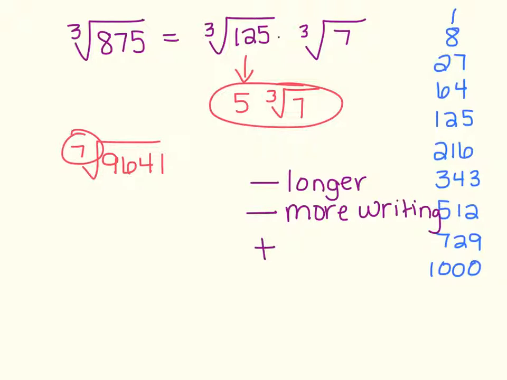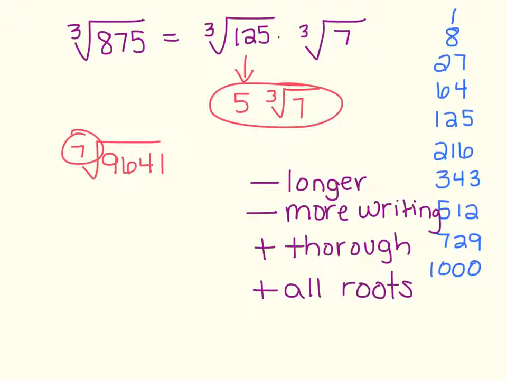But the plus side of it is that it's thorough and it will work for all roots. Okay, so it will work for 5th roots, 12th roots, whatever kind of roots you're looking for, you can use this same method. Okay? So I'm going to stick with this cube root of 875, but I'm going to show you a different way you could have come up with this same simplification. Okay?